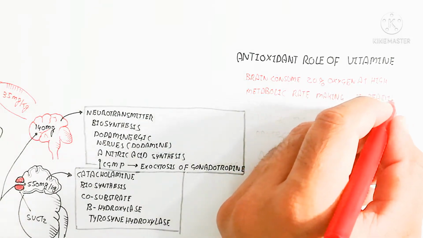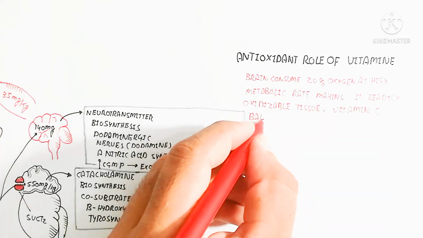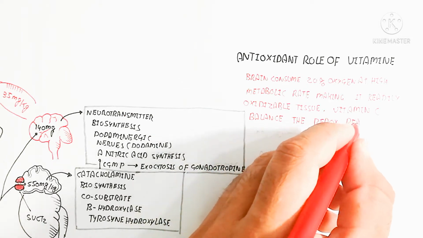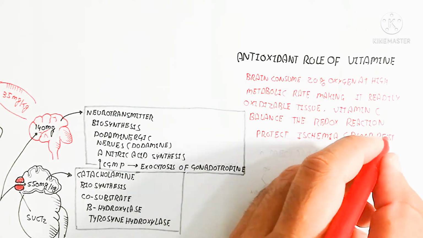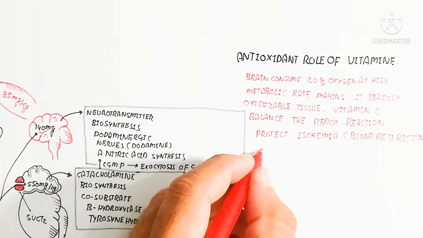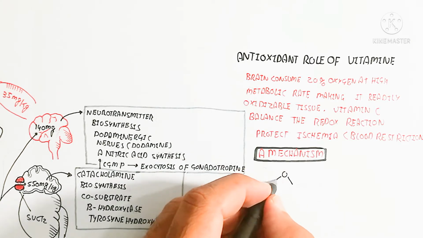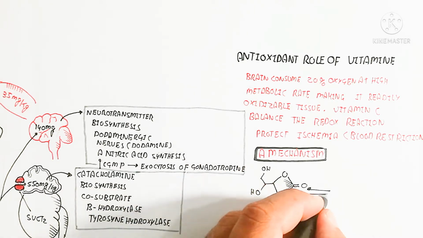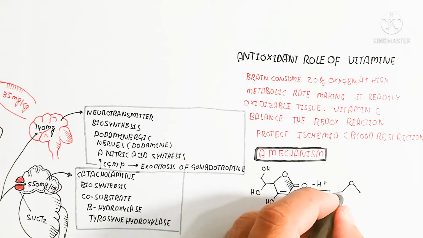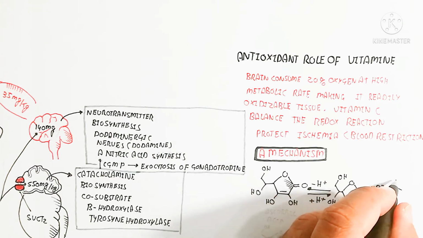On the other hand, the antioxidant role of vitamin C we will discuss here. The brain, for example, consumes 20% of oxygen at a high metabolic rate, making it a readily oxidizable tissue. So vitamin C balances the redox reaction and protects against ischemia, blood restriction, and the mechanism we will discuss here. It is simple. When ascorbic acid donates the proton, it becomes ascorbate because of the negative charge, and this ascorbate further donates an electron to the tissue where it is required, removing free radicals by providing the extra electron.